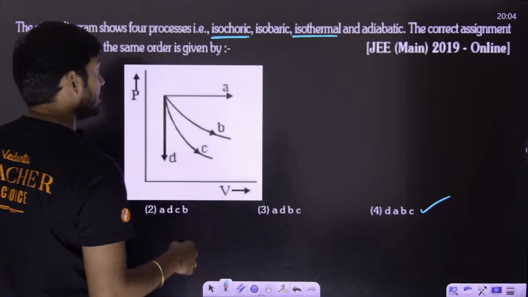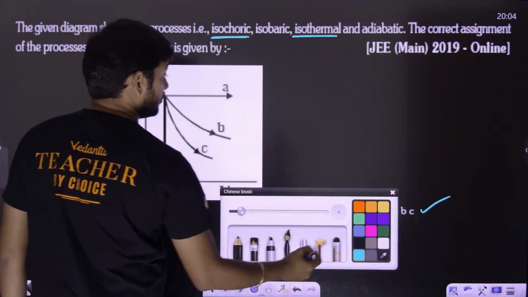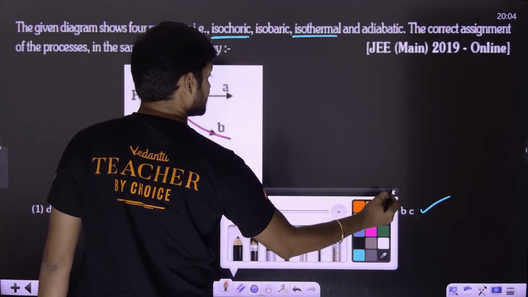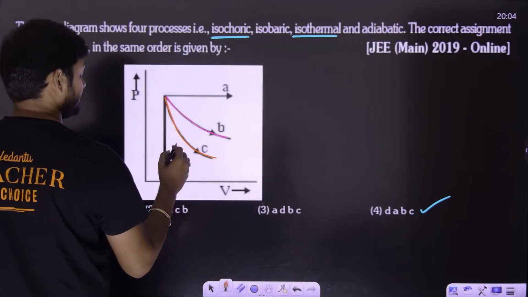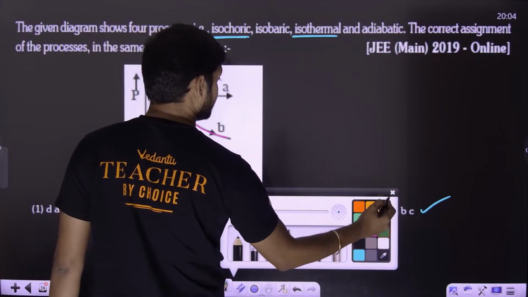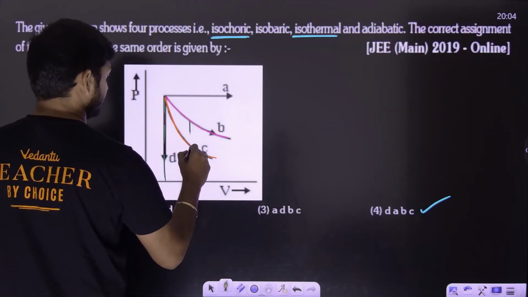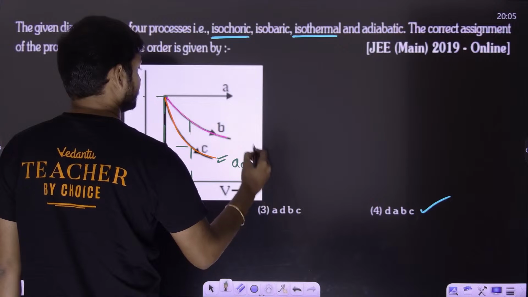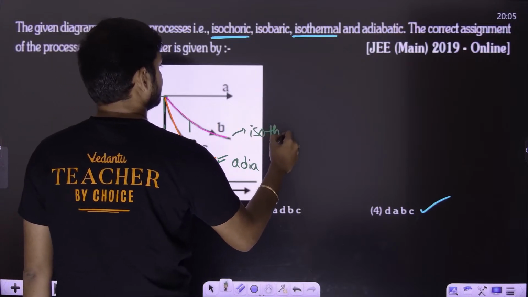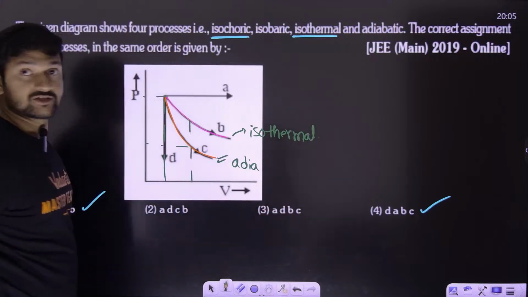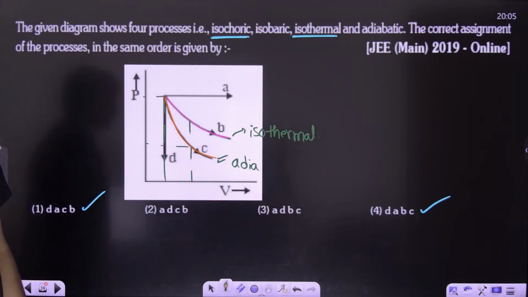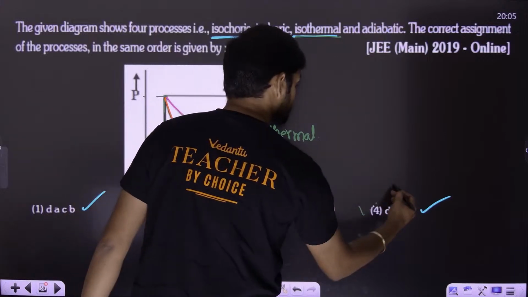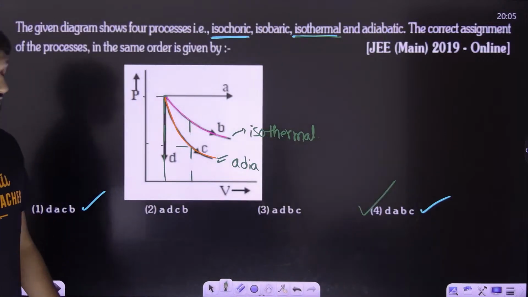Third is isothermal. Now you can clearly see who is going to be having less changes in pressure for the same change in volume. For the same change in volume, there is more change in pressure for C. So C is going to be adiabatic, B is going to be isothermal. Isothermal is what? B. So which answer? Option 4. Option 4 is correct.